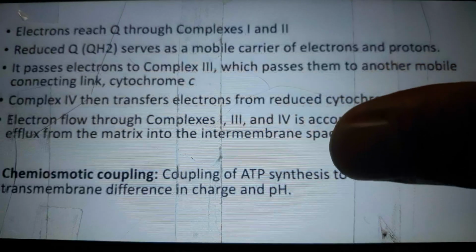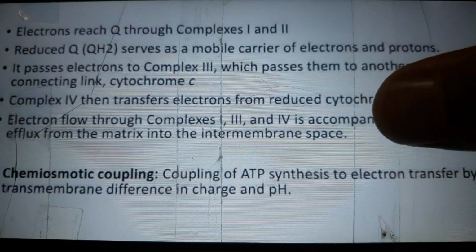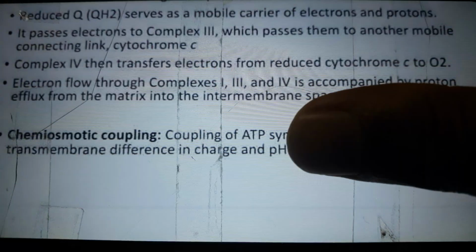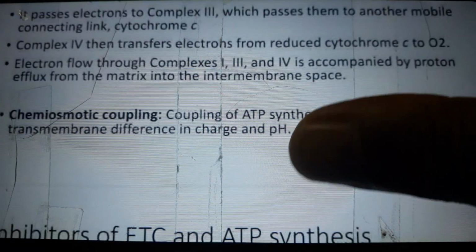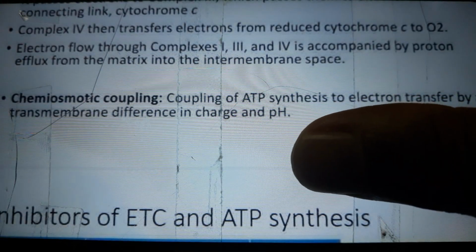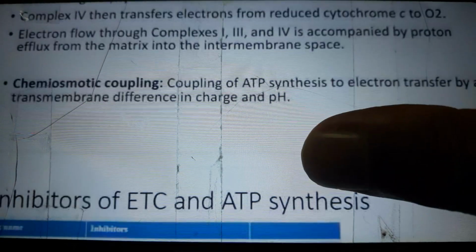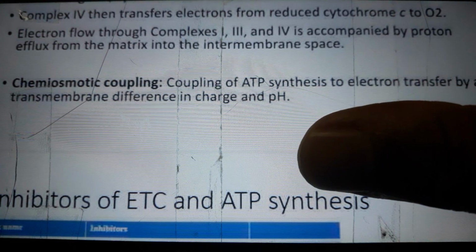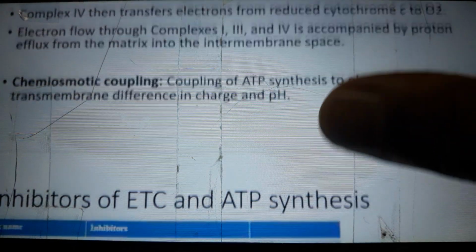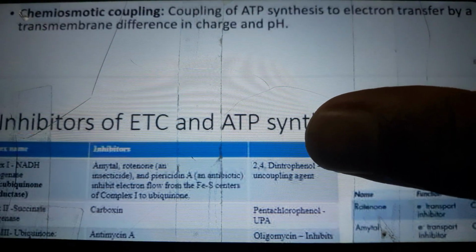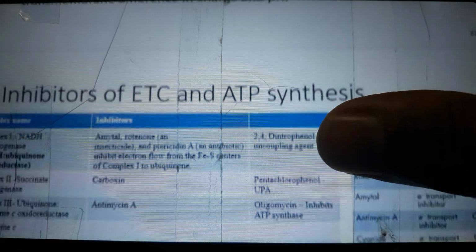Electrons reach Q through complexes 1 and 2. Reduced Q, QH2, serves as a mobile carrier of electrons and protons, and passes electrons to complex 3. Complex 4 then transfers electrons to O2, from reduced cytochrome c. Electron flow through complexes 1, 3, and 4 is accompanied by proton efflux from the matrix to the intermembrane space. Chemiosmotic coupling of ATP synthesis to electron transfer is driven by the difference in charge and pH.